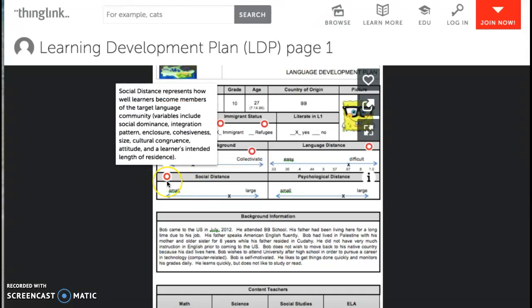The social distance, which represents how well learners become members of the target language community, is based on social dominance, integration pattern, enclosure, cohesiveness, size, cultural congruence, attitude, and a learner's intended length of residence.